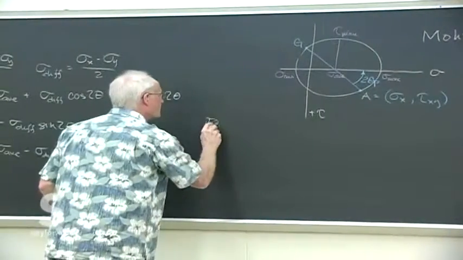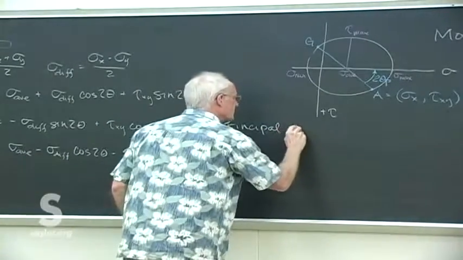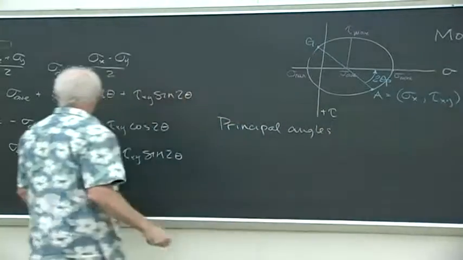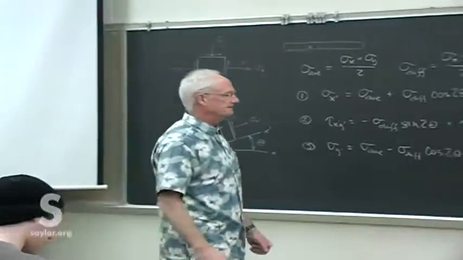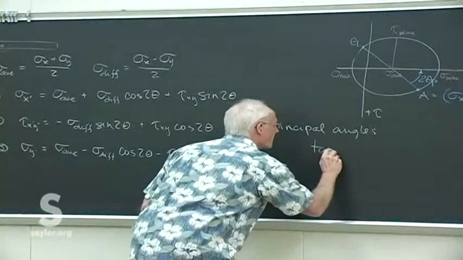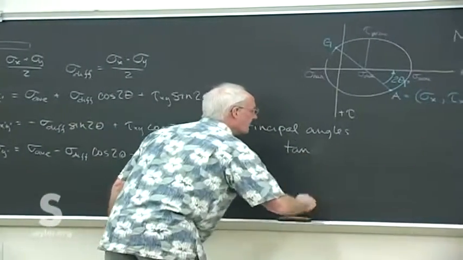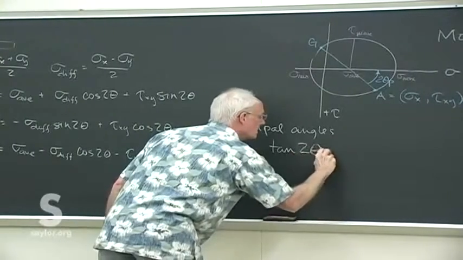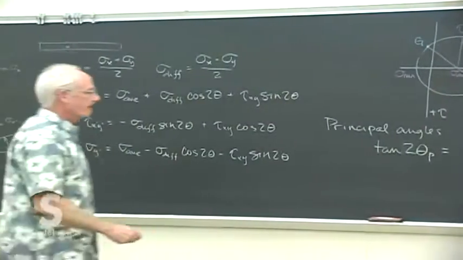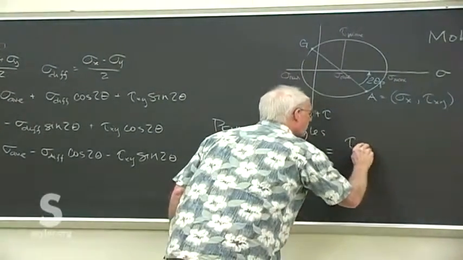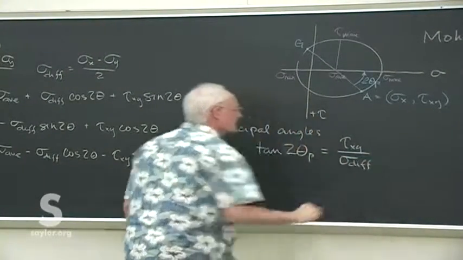And those are called the principal angles, and the stresses found there are called the principal stresses, and the directions that we get from those are called the principal planes. And we find those angles by just using some of the transformed stresses that we've got, actually using the original stresses.